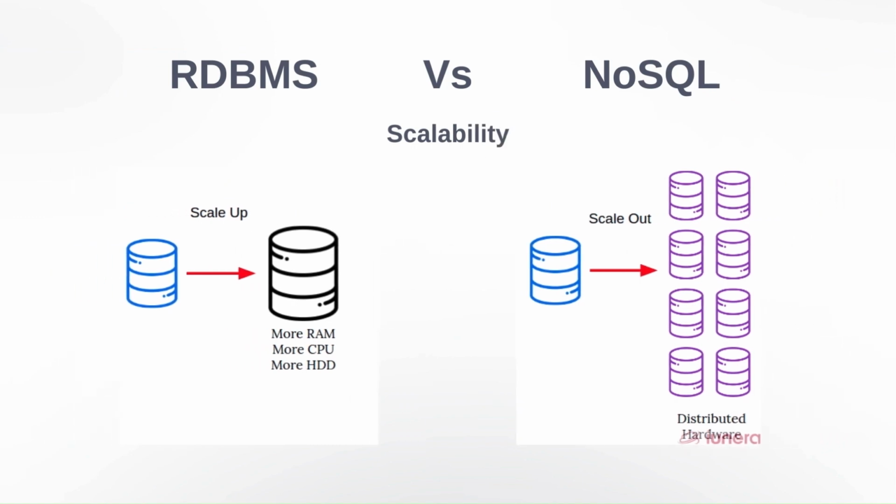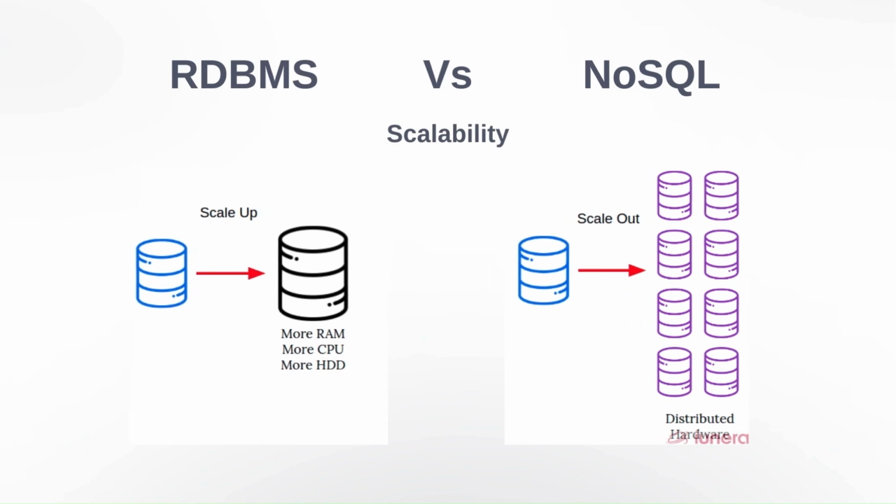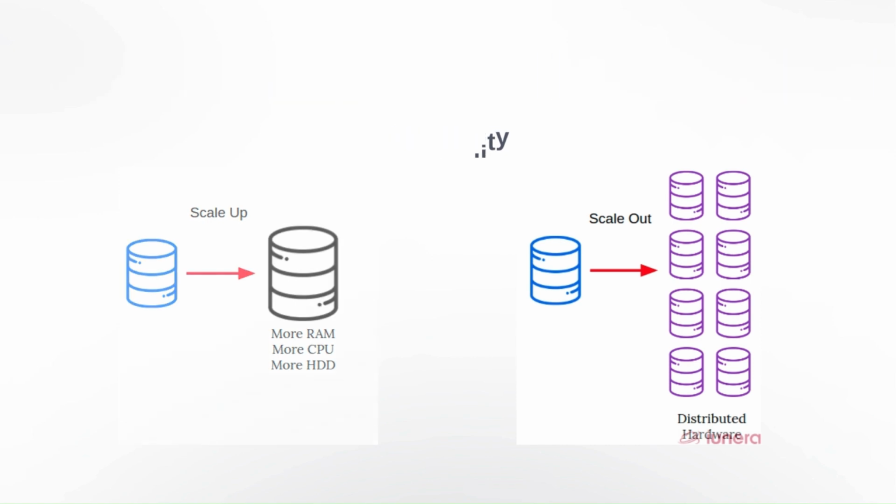RDBMS scalability is vertical, which means if you want to increase the capacity of the database, you need to add more RAM, CPU, or storage. Whereas NoSQL follows a distributed hardware system, meaning you can increase the number of devices which will integrate the data together to perform the results. Therefore, NoSQL gives better performance. Also, the cost of scalability in NoSQL is less compared to RDBMS.